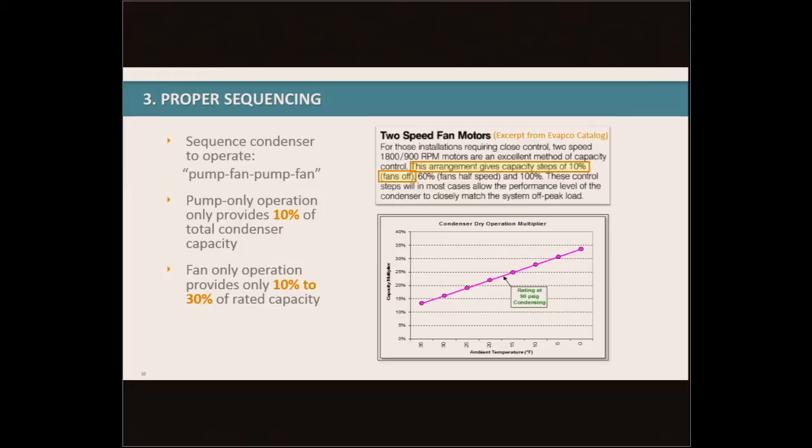So if you have a multi-condenser system, what we want to be able to do is turn on the first condenser, turn on the pump first, turn on that fan. On the next condenser, turn on that pump, turn on that fan. Next condenser, that pump, that fan. Doing it that way instead of turning on all the pumps will really maximize the heat rejection of those condensers with very minimal horsepower from the fans and the pumps.